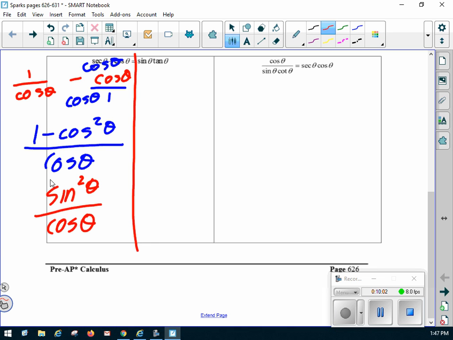No, no, no, no, no. That's right. No, no, no. Mm-mm. Partly. So I'm going to show you two ways you can do this one. Question. How'd I get from here to here? Yes, I subtracted cosine squared theta from both sides. Oh, it's still over cosine theta. Okay.